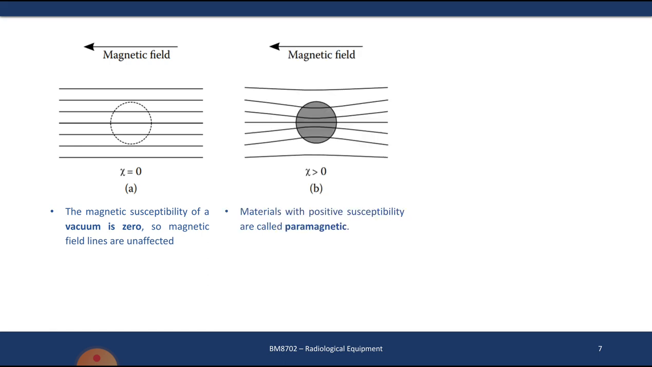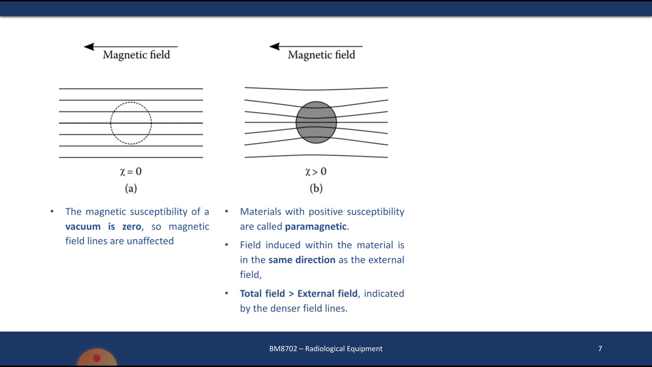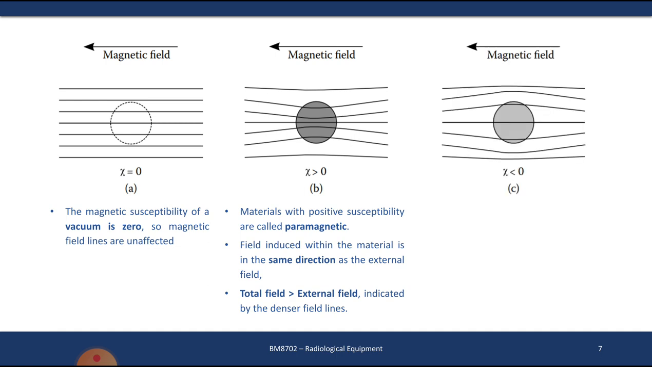Next, you have a paramagnetic material. A paramagnetic material has positive susceptibility. What happens here? You can see the magnetic field is becoming dense. The material is actually changing the magnetic field. The field induced within the material is in the same direction as the external field, and the total field is greater than the external field, which is indicated by the dense field lines. So the material will have more magnetic field when compared to the external field.